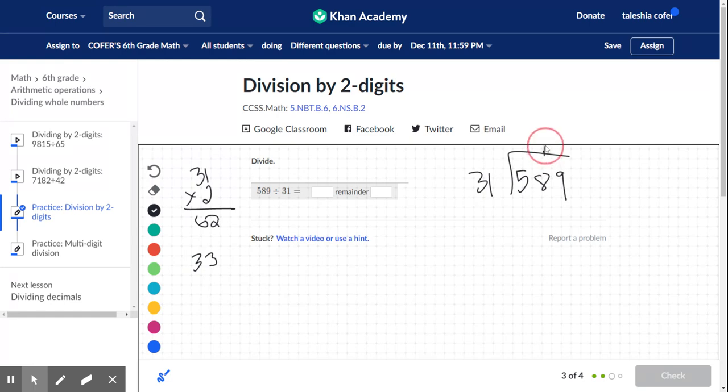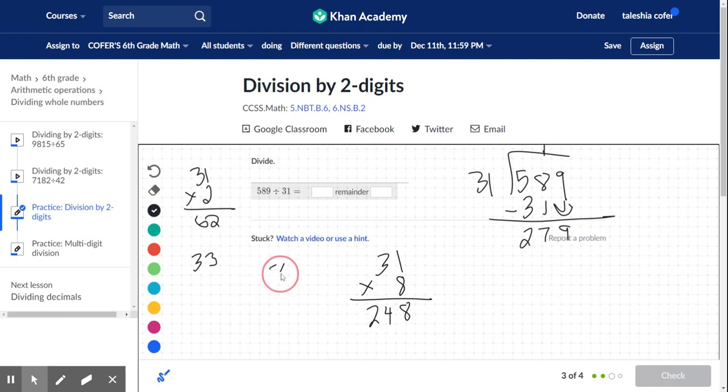Let's put a 1 here. 1 times 31 was 31. When I subtract it out, I am left with a 27. Now I can bring down my 9. I'm going to use some big numbers here. I'm going to see what 31 times something like 8 is. 8 times 1 is 8. 8 times 3 is 24. Okay, that may work, but let me try 9 just to make sure.